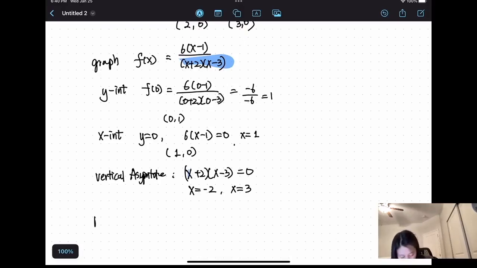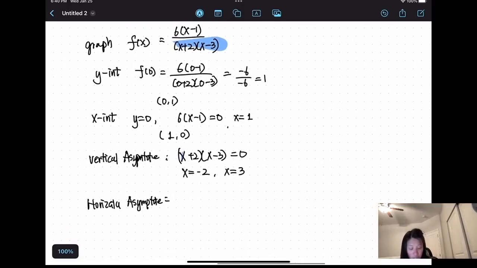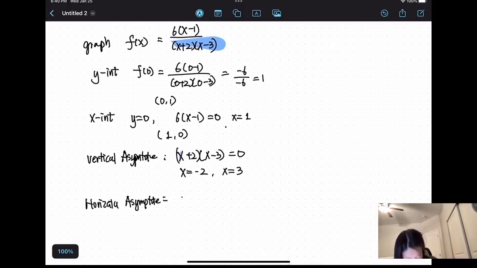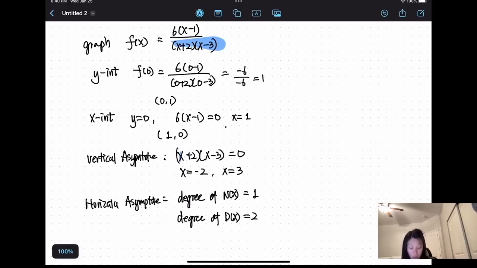Next is the horizontal asymptote. For the horizontal asymptote we need to discuss case by case. The degree of the numerator equals 1, right? And the degree of the denominator equals 2. So that means the horizontal asymptote is going to be y equals 0.